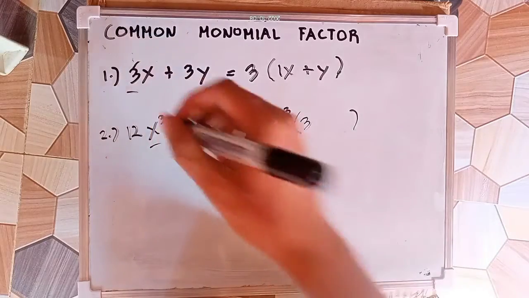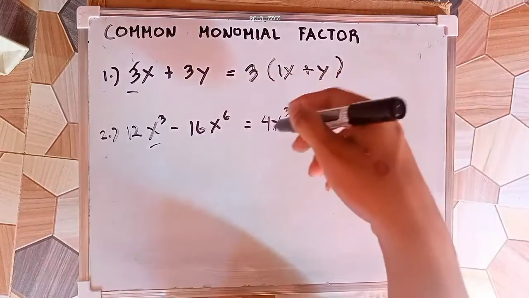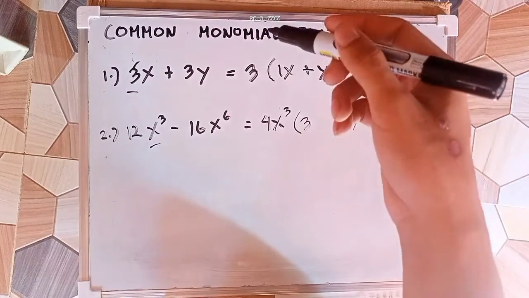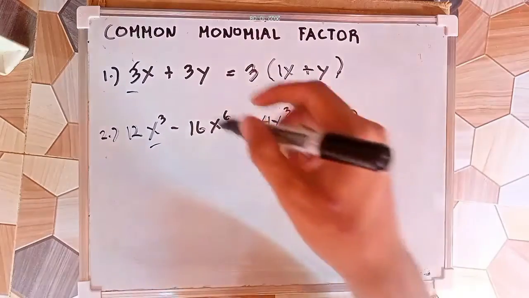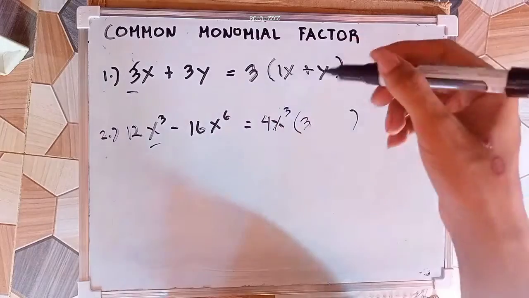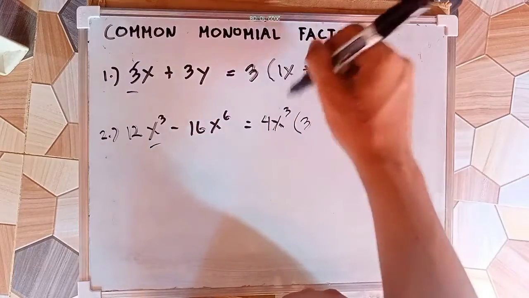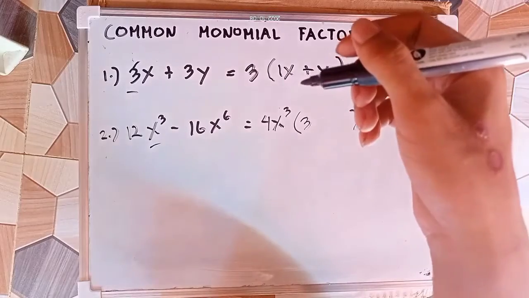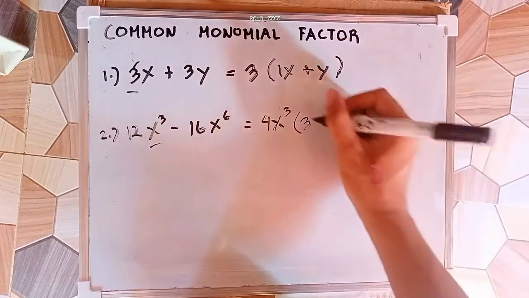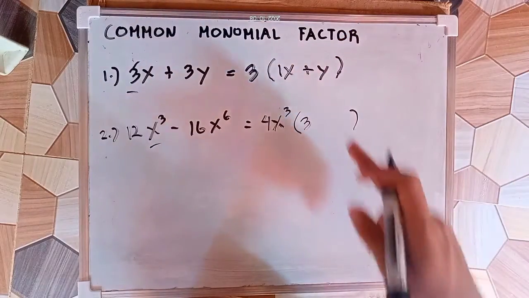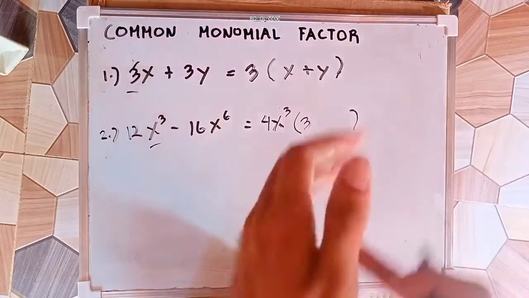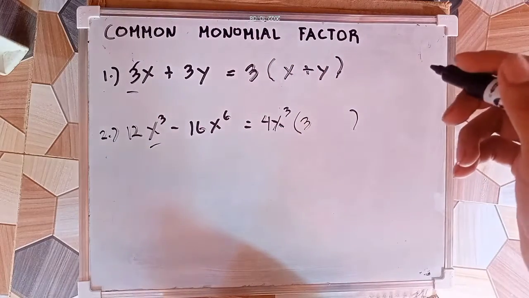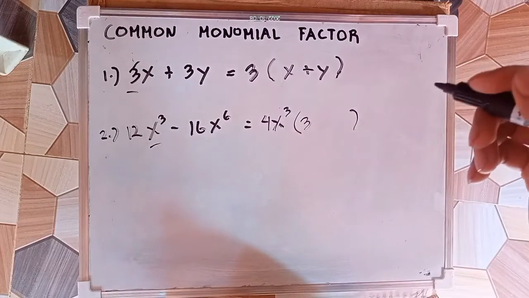Then x to the power of 3 divided by x to the power of 3. In variables, guys, we have to subtract their exponents. So 3 minus 3 will give us 0. So there is no need to put x here, and in our number, let's just erase the 1.